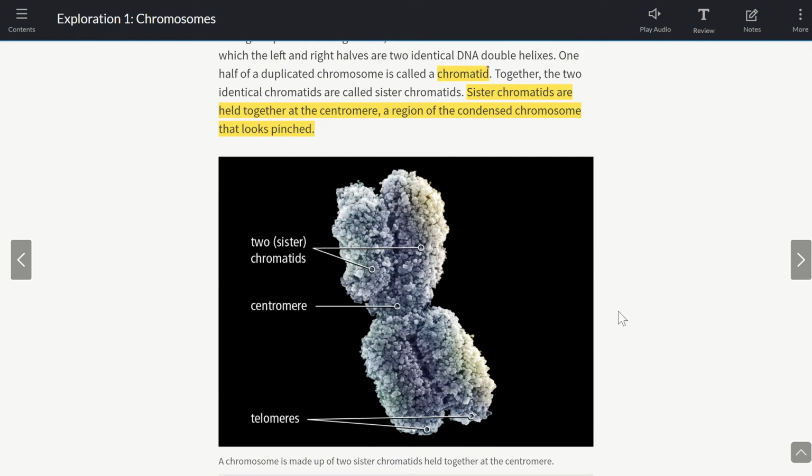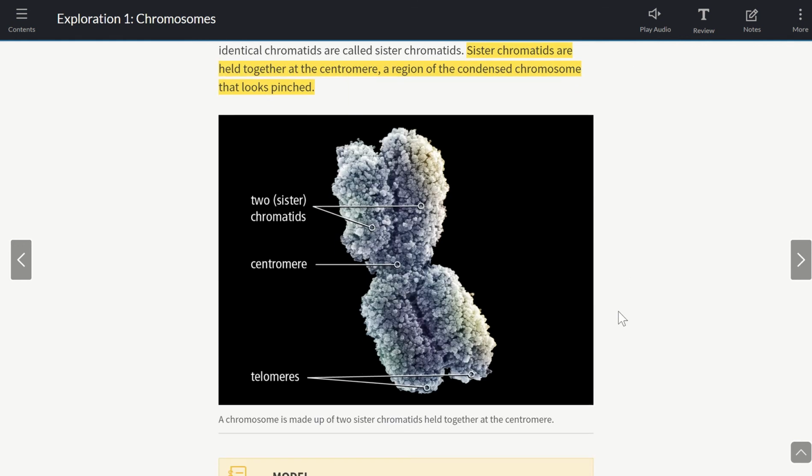Here's an electron micrograph picture of what this actually looks like. It's pretty cool. You can see the X shape here. So this actually represents two copies of the same chromosome that has been condensed into that chromatid form. And again, when they stick together to form that X, we call them sister chromatids.